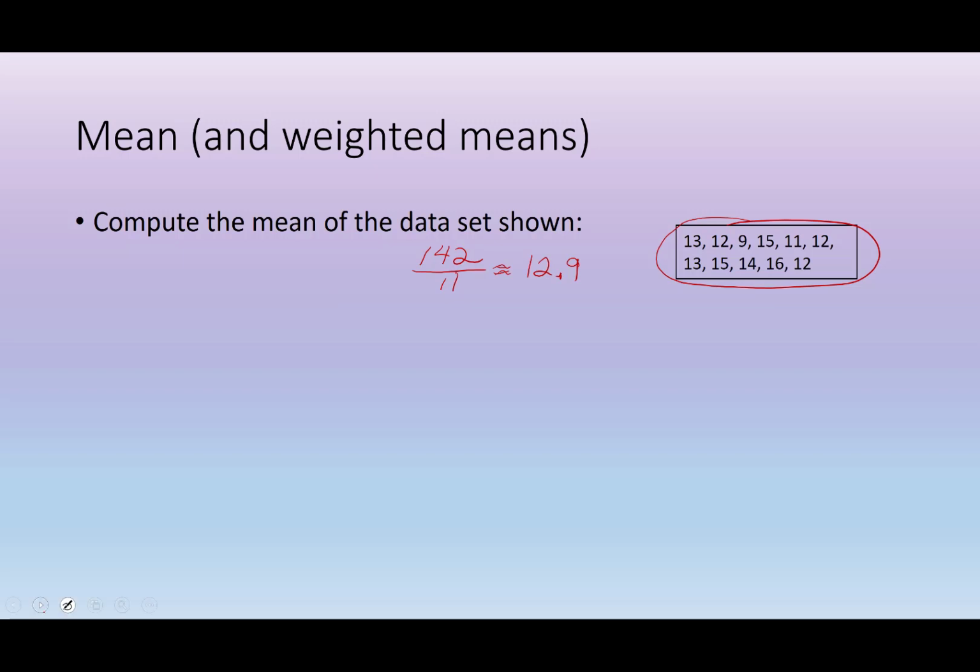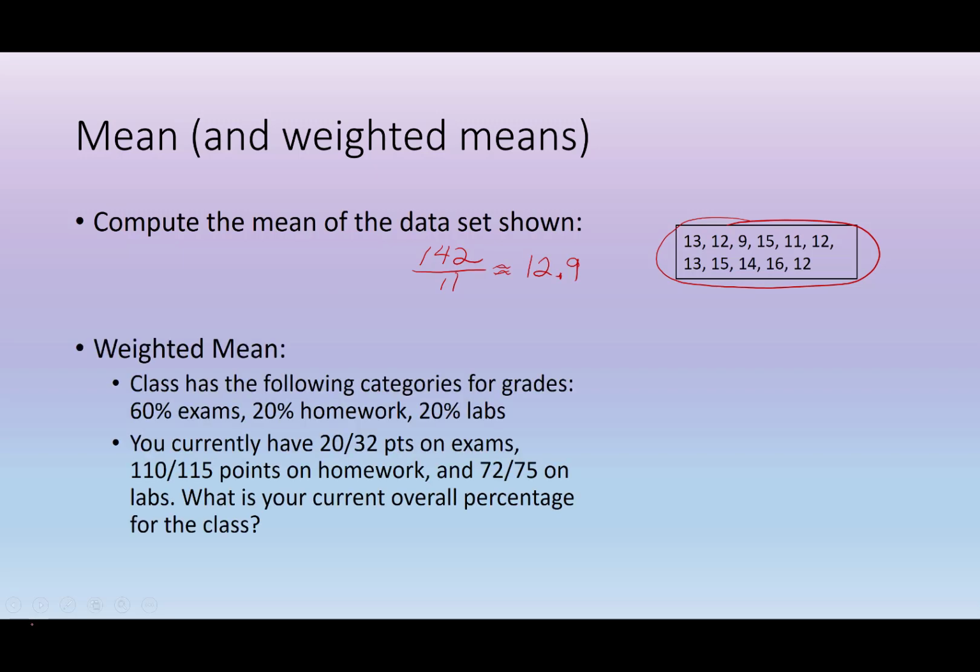Now there is a special kind of mean called the weighted mean. This is going to be in situations where not every data value has an equal amount of influence or an equal weight. Oftentimes in courses, you might have your grades calculated based off of a weighted mean. So let's say that in a particular class, 60% of your grade comes from your exam scores, 20% comes from your homework scores, and 20% comes from your labs. Altogether, you have 100% because 60% plus 20% plus 20% is 100%.